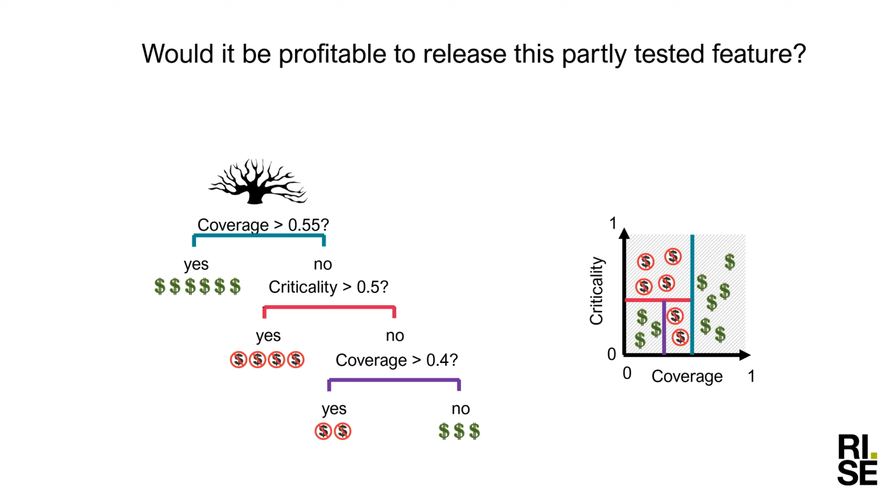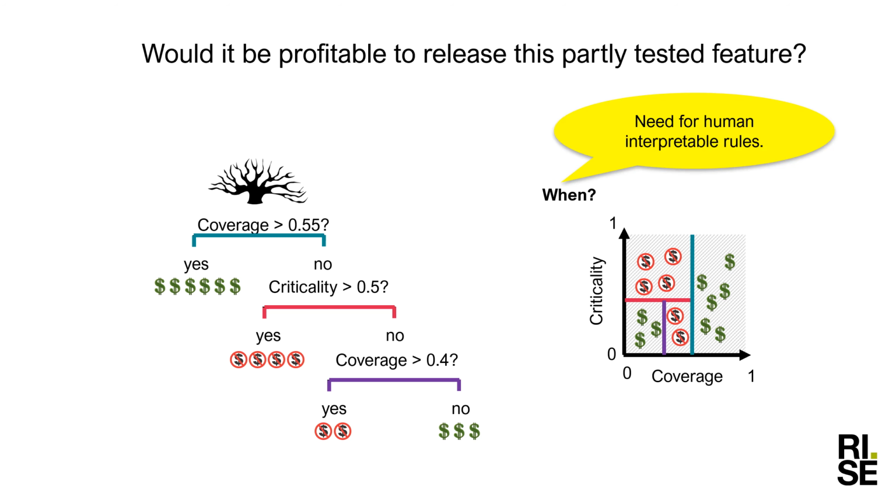So if we have a new feature now under test, and we want to make a prediction of whether or not it would be profitable to release this partly tested feature, the first question we would ask, according to this tree, would be if the coverage of this feature has been greater than 0.55.